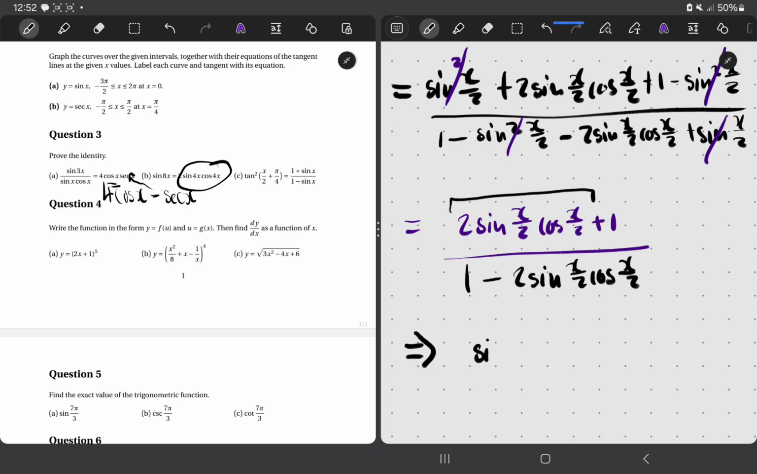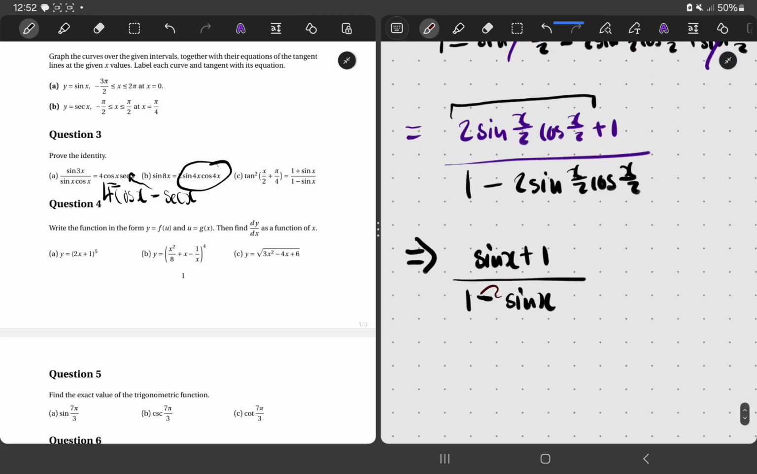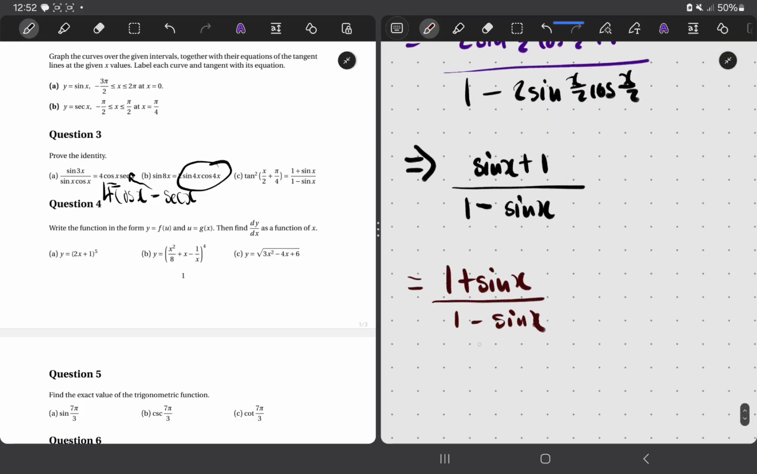That is a sine x, and we say sine x plus 1 all over 1 minus, here we have again 2 sine x over 2 cos x over 2. It is a sine x, but we would have changed it using the double angle formula. So now we'll be having sine x plus 1 all over 1 minus sine x, which we can just rewrite to say 1 plus sine x all over 1 minus sine x. And this would be your final solution, and you would be done.